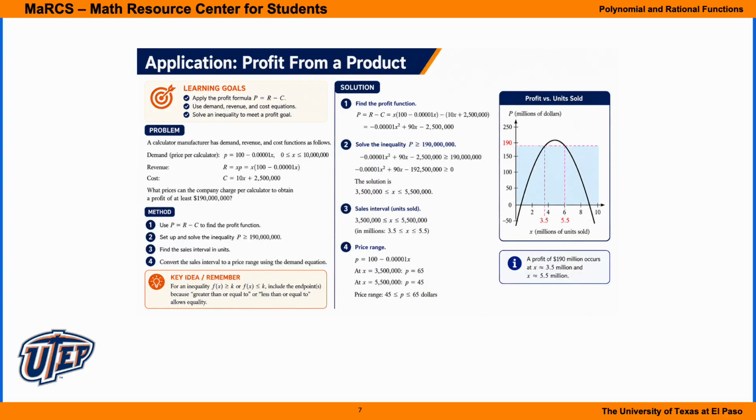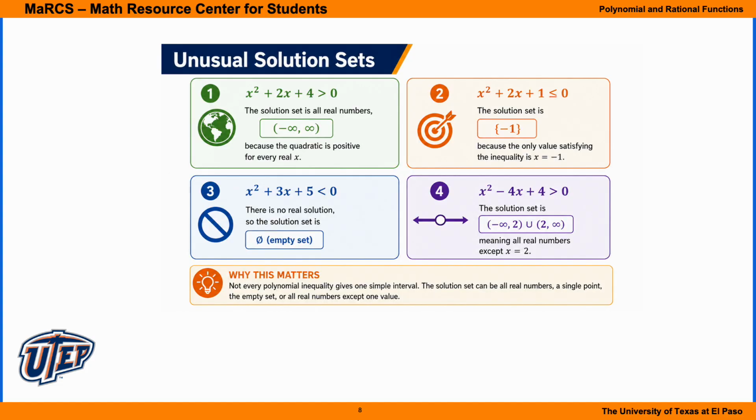Here's the profit from a product example, but with more of the steps expanded. So here are some unusual solution sets. So we have the inequality x squared plus 2x plus 4 greater than 0. So the solution set is all real numbers, so the interval -infinity to positive infinity, because a quadratic is positive for every real x. So now for the inequality x squared plus 2x plus 1 less than or equal to 0, the solution set is -1, because the only value that satisfies this inequality is x is equal to -1.